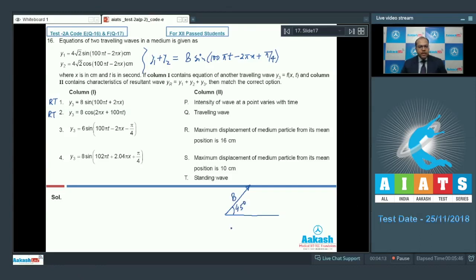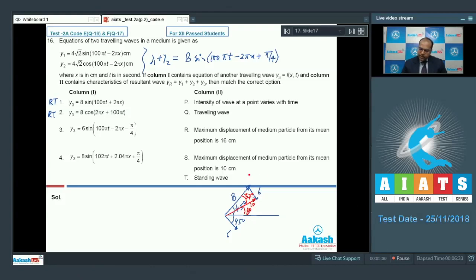And if I draw y3 on this, it is at an angle of minus pi by 4 from the reference frame and of amplitude 6. So this is 6, and this angle is also 45 degree. If I translate this vector to this position, this is 6, then the resultant is this, and the value of the resultant is 10. Then this angle is 37 degree, and this angle is 8 degree.